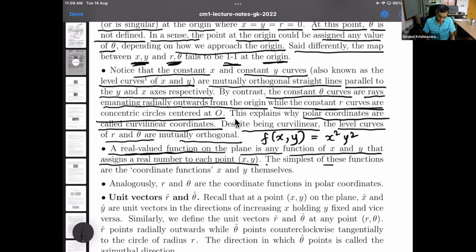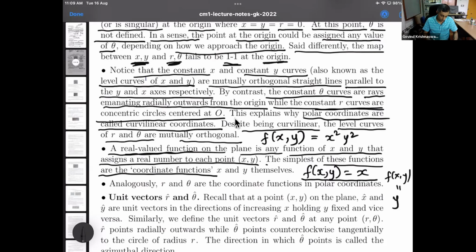So the simplest of these functions are the so-called coordinate functions, x and y themselves. If f of x, y is simply x itself, then, yes, there's a question I will address in a moment. The function f of x, y, which is x itself, is called the first coordinate function. And the second one is f of x comma y equal to y. Okay, so these are two of the simplest functions. They are called the coordinate functions because they assign the value of the coordinates themselves. So in Cartesian coordinates, you have two coordinate functions.